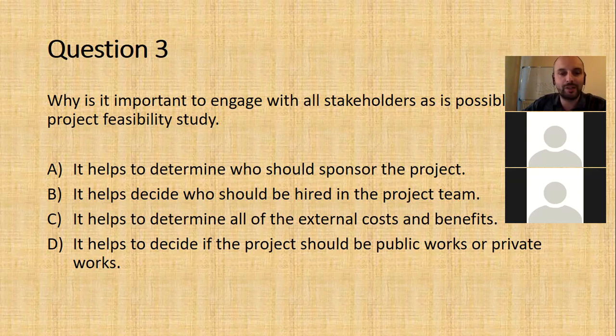So remember, with B, deciding who should be in the project team, that's the planning stage. Also, who should sponsor the project, or is it public works or private works? Usually, the person who has paid for the feasibility study is going to be the sponsor. It's usually a government entity. Most civil engineering projects are public works. But engaging with all stakeholders, that's for trying to determine all of the external costs and benefits. And that's the reason it's a public work, because all of the benefits are external rather than a private work. So yeah, the answer is C.